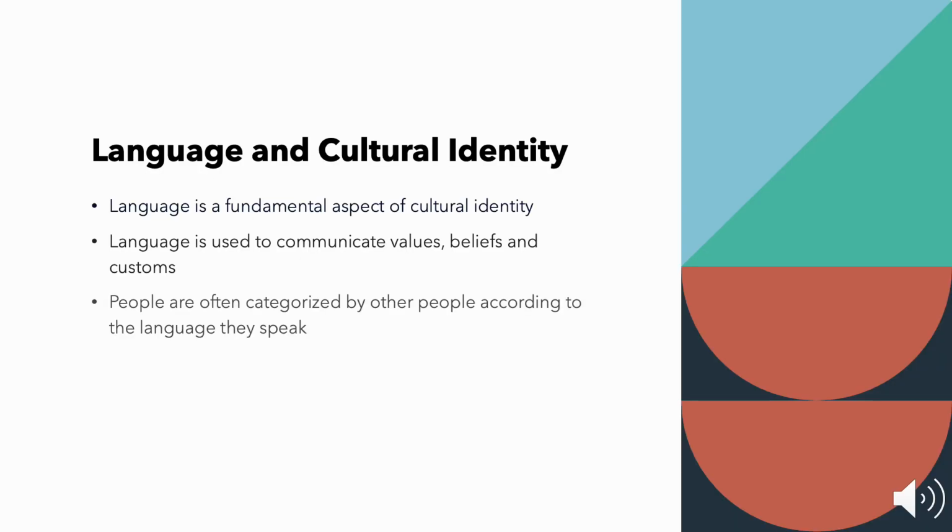How does language reflect our cultural identity, power, and privilege? Language and cultural identity. Language is a fundamental aspect of cultural identity. Language is used to communicate values, beliefs, and customs. People are often categorized by other people according to the language that they speak. Language also has an important social function and fosters feelings of group identity and solidarity.